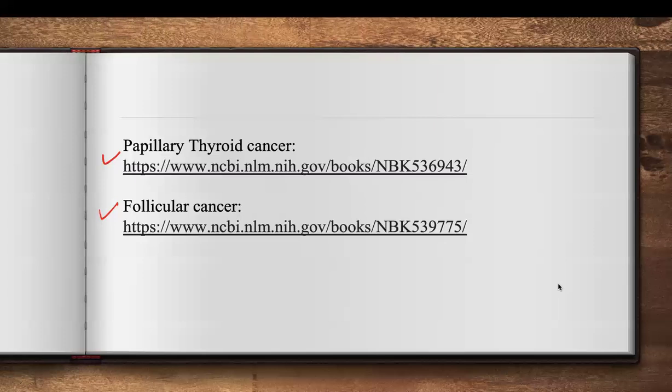Not all cancers will give dysphagia and hoarseness. Only when it is really big.